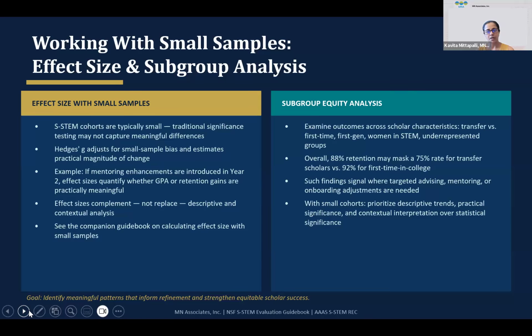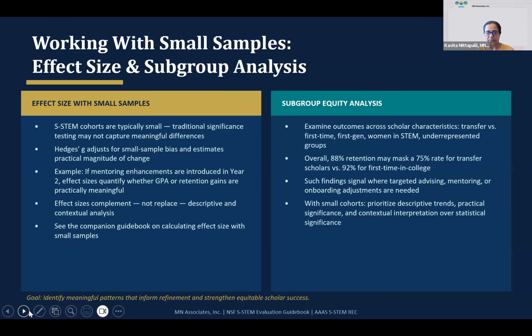So two approaches are particularly suited here. First is the Hedges' g, a small sample adjustment that is related to Cohen's d. And this is very much useful for our S-STEM projects.